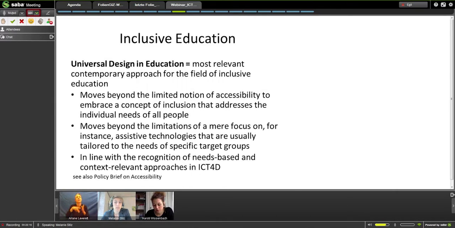It moves beyond the limitations of a mere focus on, for instance, assistive technologies that are usually tailored to the needs of one specific target group, whilst the universal design is working towards accessibility for all. And it is in line with the recognition of needs-based and context-relevant approaches that were also mentioned before in the field of ICT4D, or also ICT for education.